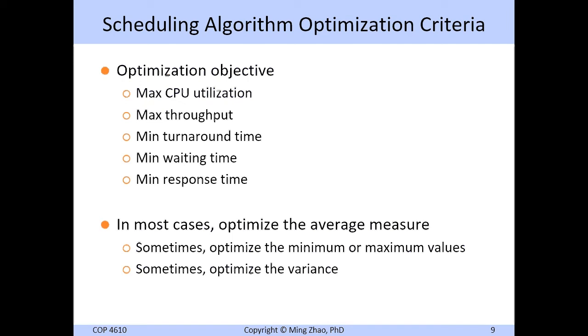Or sometimes we want to minimize the variance of the waiting time of all the processes. We want every process to wait about the same amount of time in the ready queue. That would be optimizing the variance. Those are different possibilities, but in this chapter, we're going to focus on optimizing the average measure, where the measure can be any one of this list of scheduling criteria.